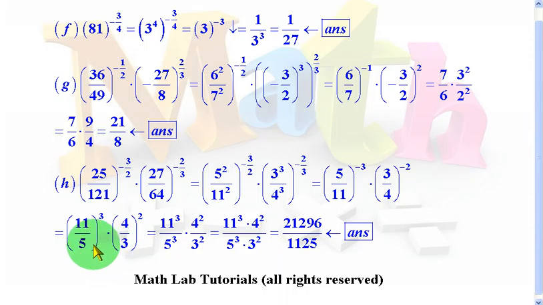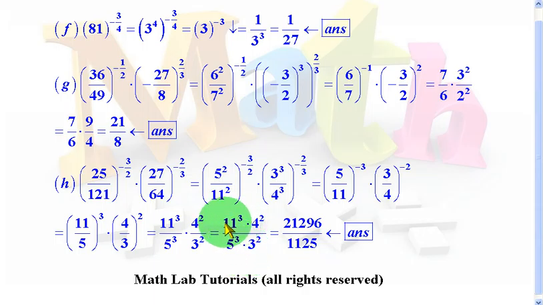So again, if we continue, now we're going to use the distributive quotient law over here. We get 11 to the power of 3 over 5 to the power of 3, 4 to the power of 2 over 3 to the power of 2. Let me see what I did now. What did I wind up doing over here? Oh, I just brought them together. I did 11 to the power of 3 dot 4 to the power of 2, and all over 5 to the power of 3 dot 3 to the power of 2. That's certainly legitimate to do.